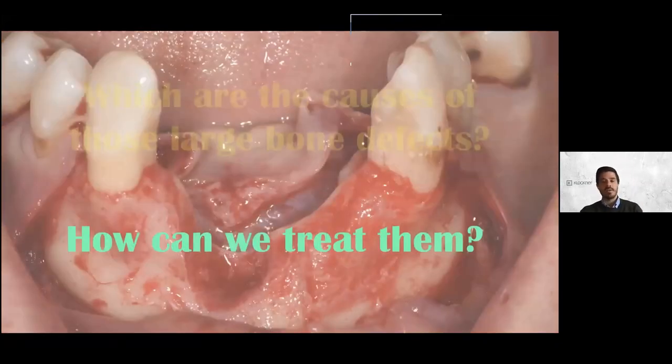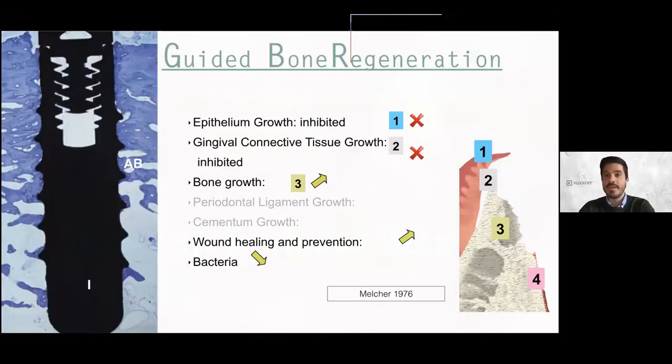So answering this question, we go first of all with the basic concepts of guided bone reconstruction. We have to remember that these concepts come from guided tissue regeneration around teeth. The concept was to inhibit the epithelial growth and also the gingival connective tissue growth, promoting the bone growth and also inhibiting the colonization of bacteria into the defect.